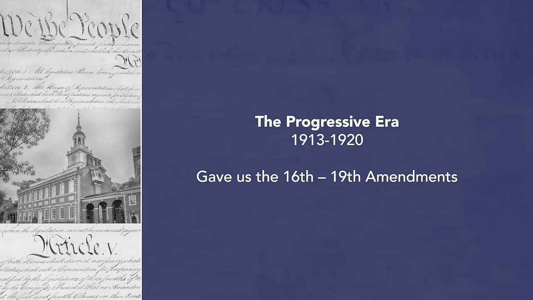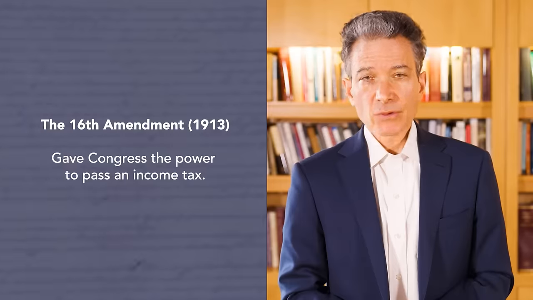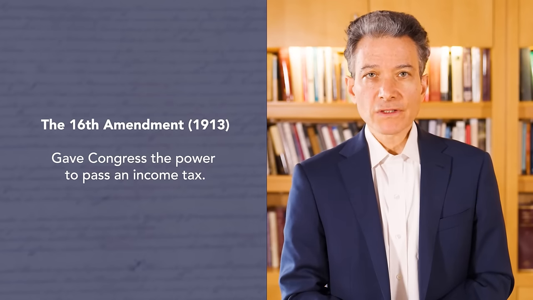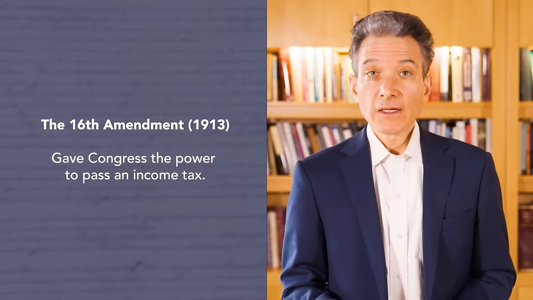Between 1913 and 1920, there were four amendments. The 16th Amendment, which was ratified in 1913, gave Congress the power to pass an income tax. In fact, Congress had passed an income tax during the Civil War, but the Supreme Court struck it down. And after lots of activism following the Supreme Court's 1895 decision in the Pollock case, the 16th Amendment was proposed and ratified, and we've had a federal income tax ever since.